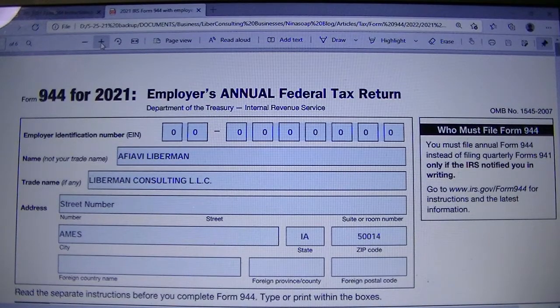Good morning. How to file Form 944 for 2021 Employer's Annual Federal Tax Return.